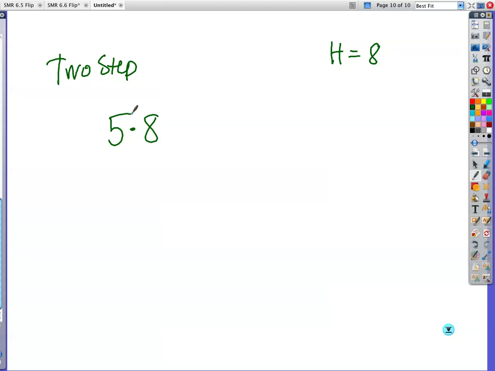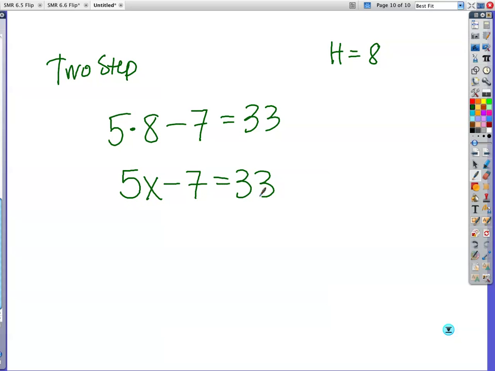before. So Gabriel, what do you want now? Minus what number? Any number. Okay. Now we figure it out. 5 times 8 is 40. 40 minus 7 is 33. 33. So now I'm just going to rewrite it as 5x minus 7 equals 33.